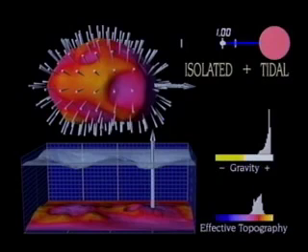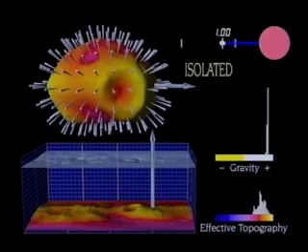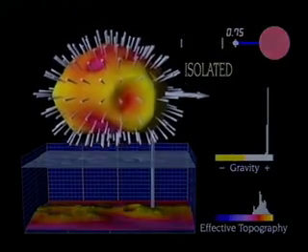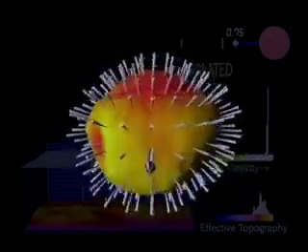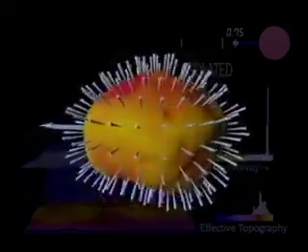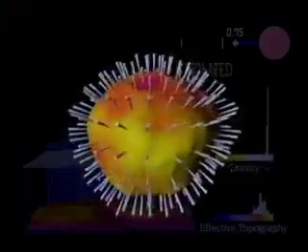To illustrate how the forces add, we will first look at Phobos in isolation, ignoring tidal forces. Since Mars is ignored, the effective topography is unchanging as Phobos approaches Mars. The effective topography color map is equivalent to the real topography, indicating that an object on the surface would move towards the bottom of the crater.